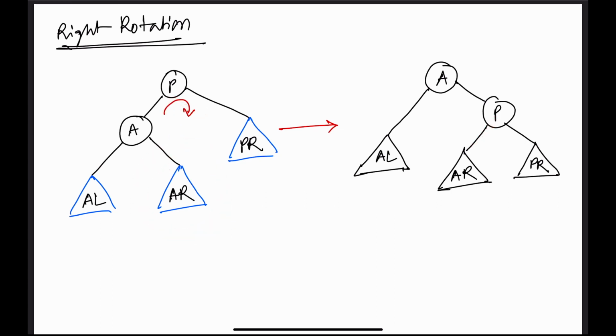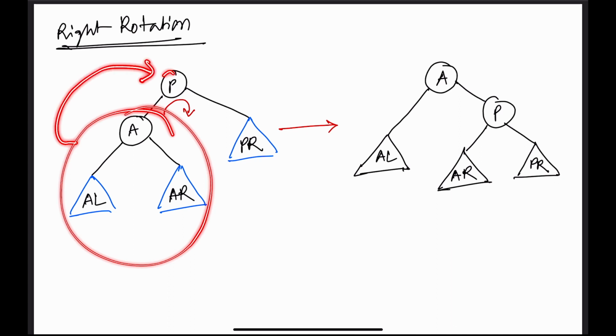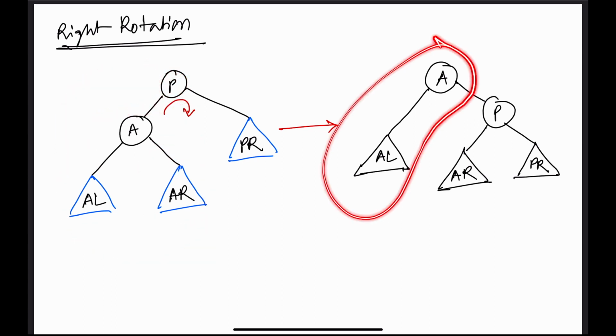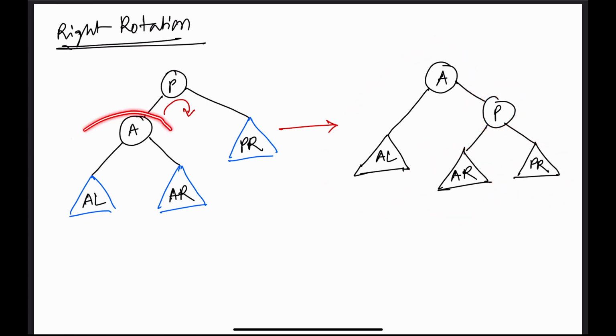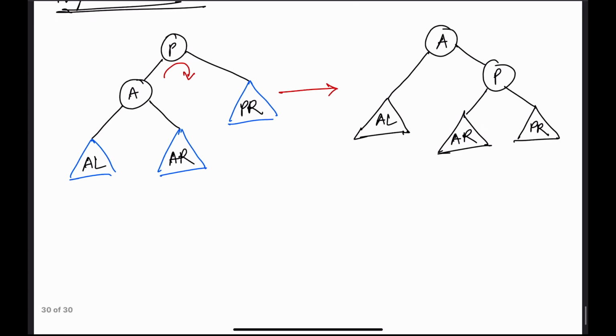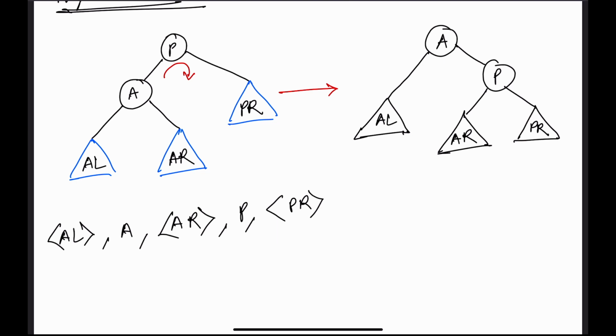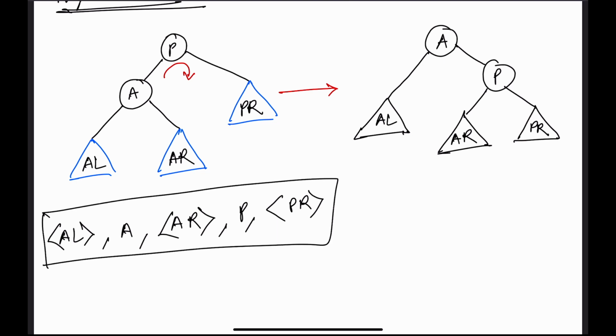Why? Because after all these things, who is the successor in the in-order traversal? P, right? Then A would lead to this, because after clearing all these things, you come into this subtree, and then P, and then P of r. Let me explain, let me write it down. The in-order traversal of the original tree would be what? A of l, then A, then A of r, then P, and then P of r, isn't it?